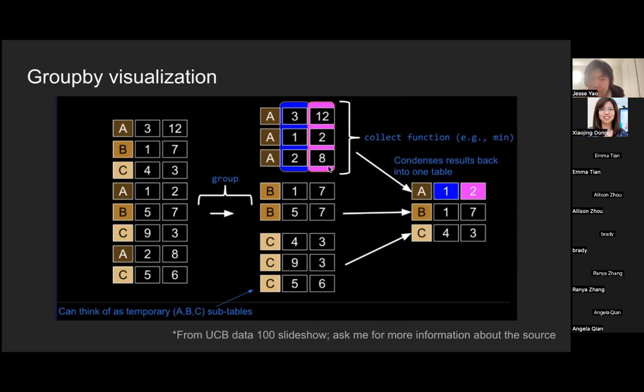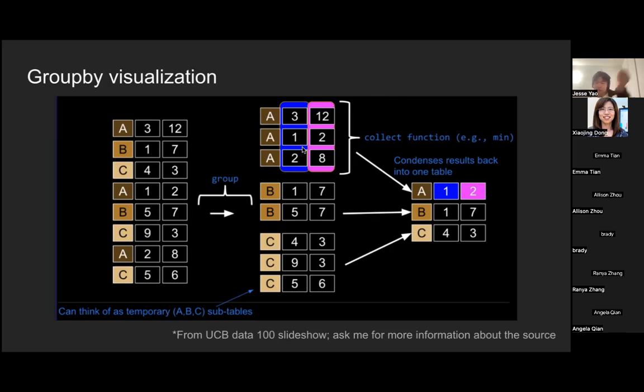Now this next set of rows, only this A category. Remember, only this A category, right? What is the min of these 3 numbers? 12, 2, and 8. Well, it's 2, right? So I output 2 right here.